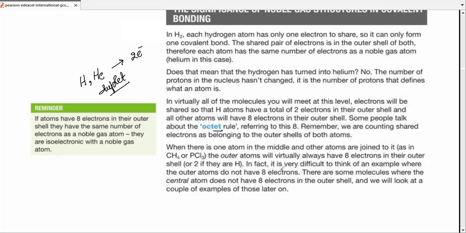So 2 if they're hydrogen. In fact, it's very difficult to think of an example where the outer atoms do not have 8 electrons. There are some molecules where the central atom does not have 8 electrons in its outer shell, and we'll discuss those examples a little later in the chapter.